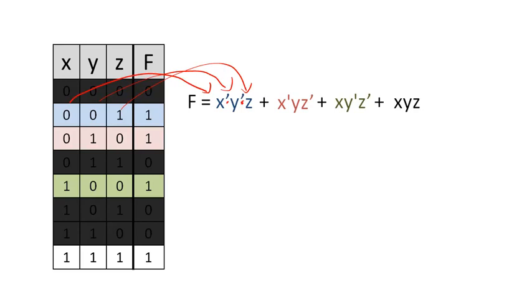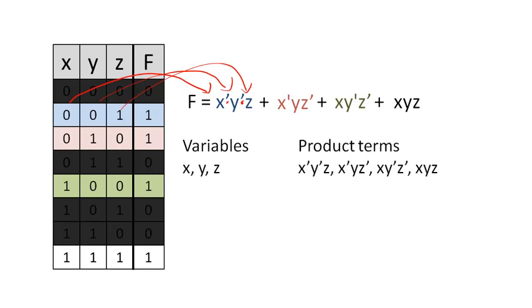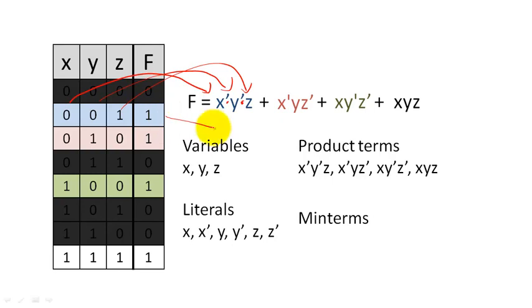As a quick aside, a literal is a variable that is either complemented or not complemented in a product term. So this expression has 3 variables, 4 product terms, and 6 literals. If a product term contains all 3 variables like these, it is called a minterm. We number minterms for convenience, and so the number of the minterm corresponds to the binary number of the row that generated the product minterm. So this is minterm 1, minterm 2, minterm 4, and minterm 7.